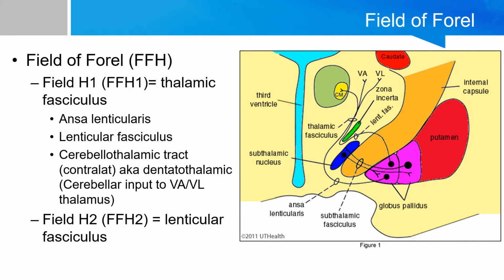Now, H1, Forel's field 1, and Forel's field 2 are separated by a structure called the zona incerta. And we don't really know too much about the structure, and it's not very important other than the fact that it's where it's anatomically located. And note that there is also another structure called the subthalamic fasciculus that conveys reciprocal information between the subthalamic nucleus and the globus pallidus.